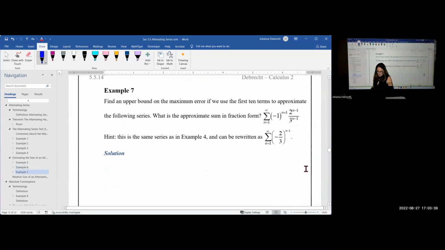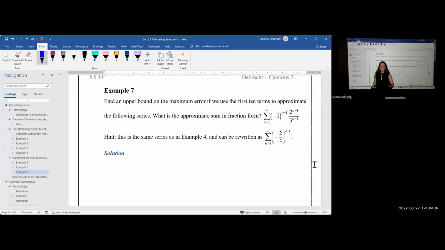And it says find an upper bound on the maximum error if we use the first 10 terms to approximate the following series. What is the approximate sum in fraction form? And again, this is the same one that we did in example 4. It's actually a convergent geometric series. It does alternate in sign. So it is also an alternating series test or an alternating series.